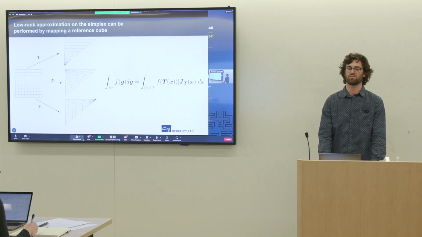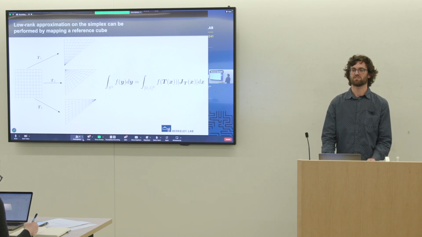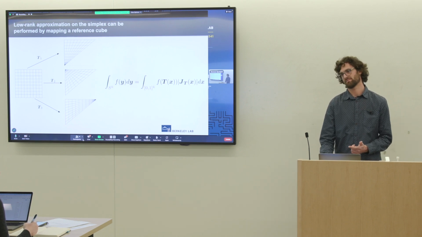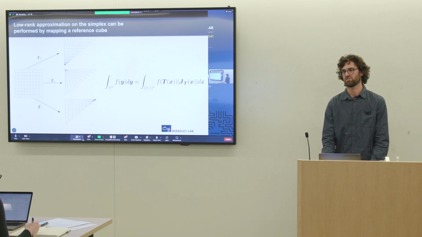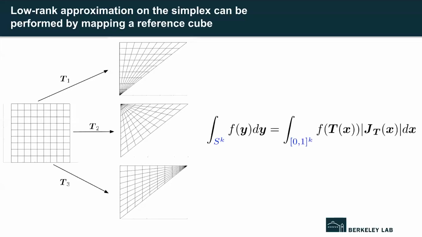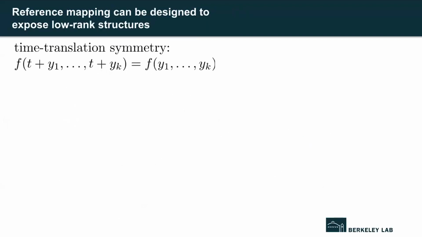So now we have an integral over a square or a hypercube of a new function, which now depends not only on f, but also on T. And then we have another factor coming in from the Jacobian of the transformation, this J_T(x). Now we apply the low-rank approximation algorithm to this integrand. In fact, we can try to choose this map T in order to uncover low-rank structures in the function f so that the algorithm performs as well as possible. So let me describe how we can do that.